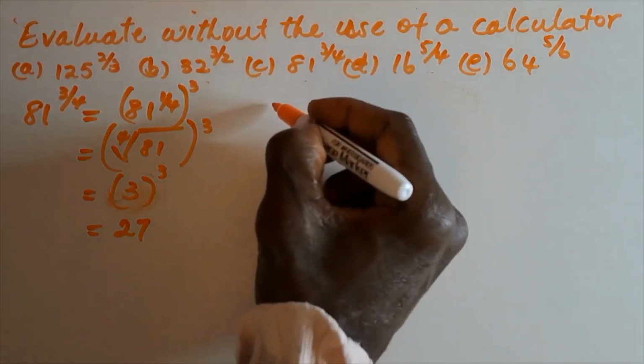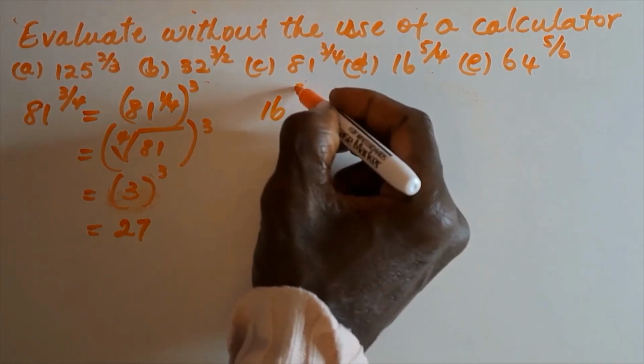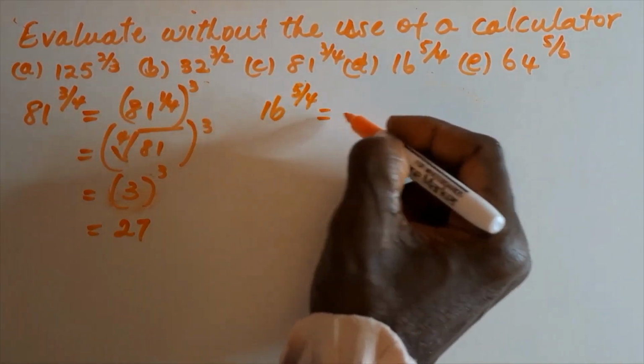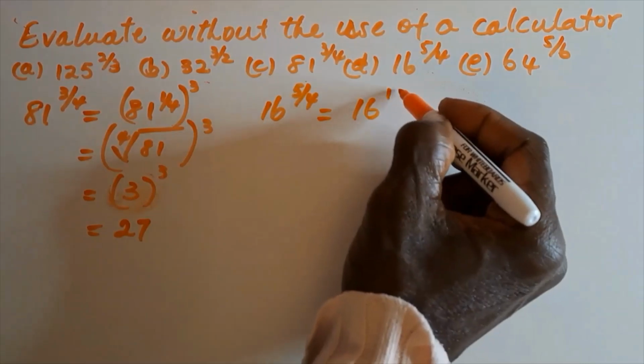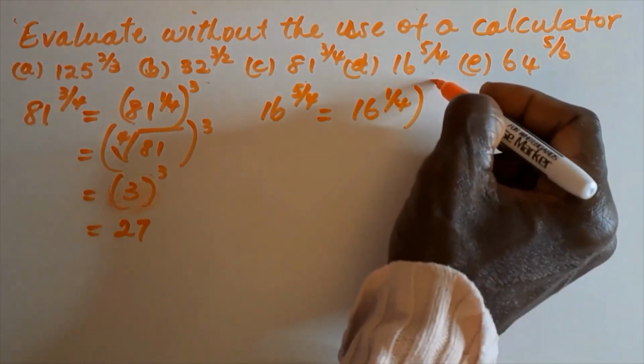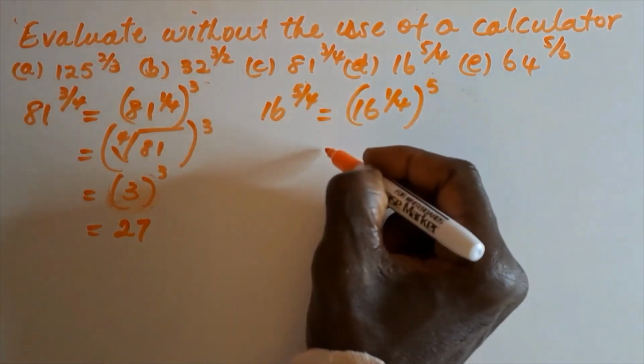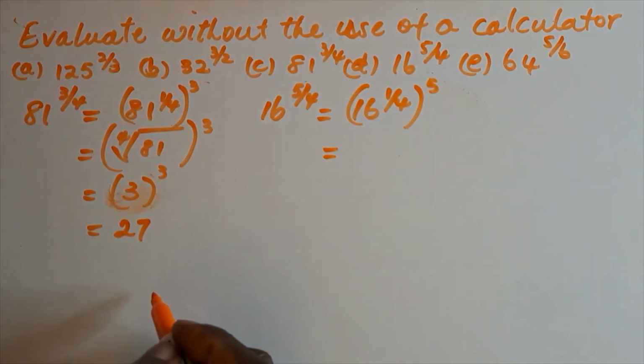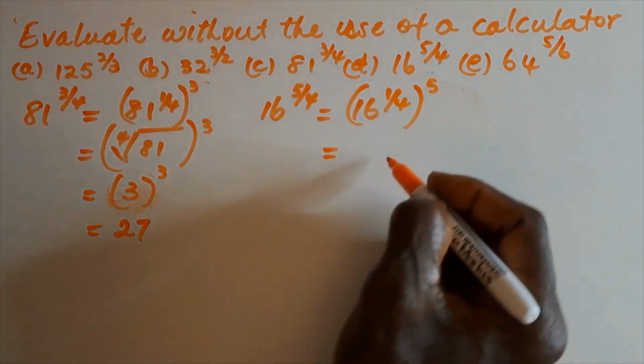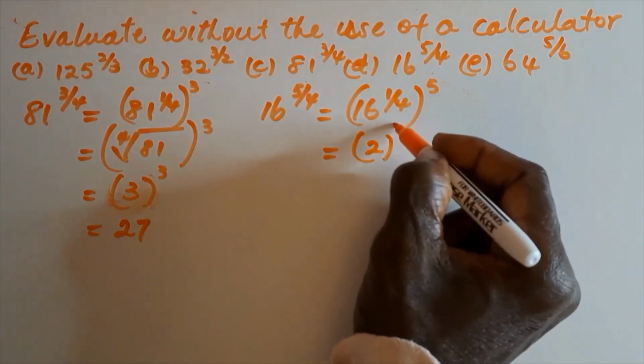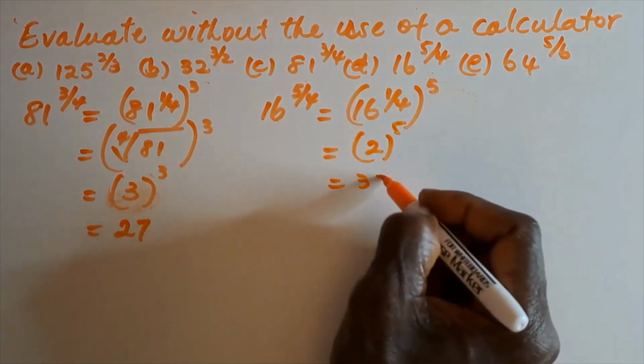Next we have 16 raised to 5/4. This equals the 4th root of 16 raised to the 5th power. The 4th root of 16 is 2. And 2 raised to the 5th power is 32.